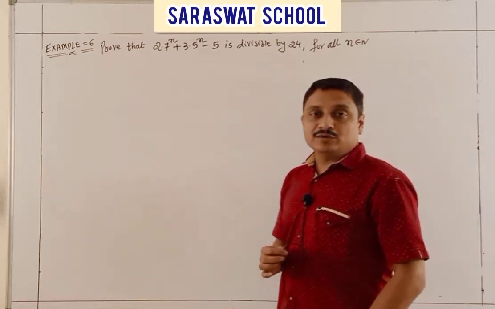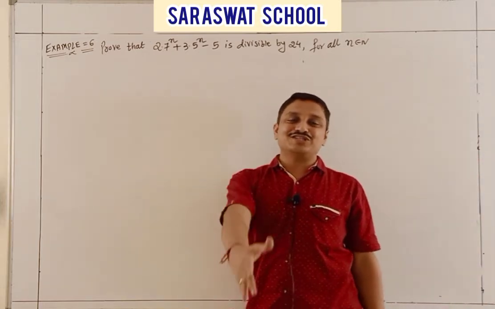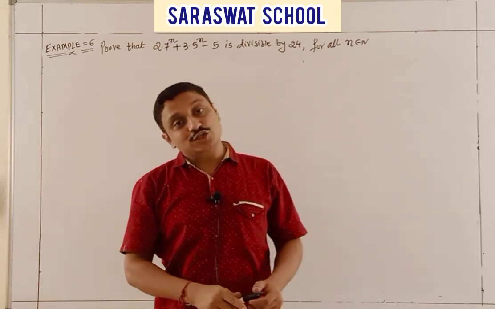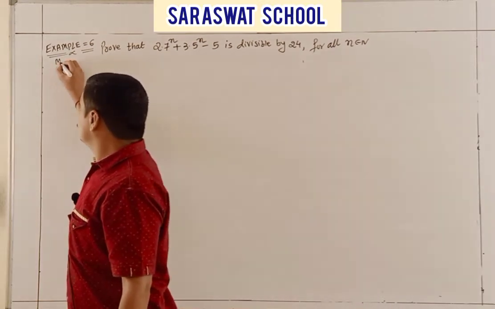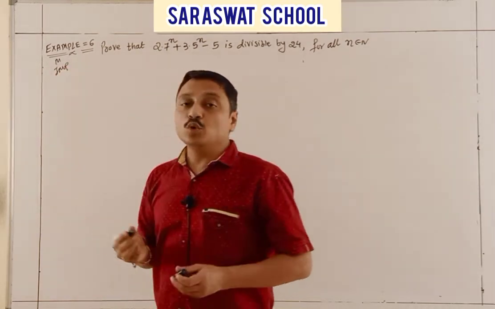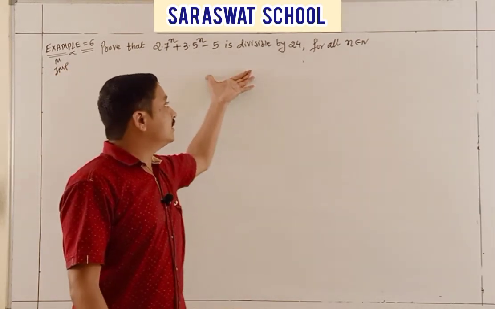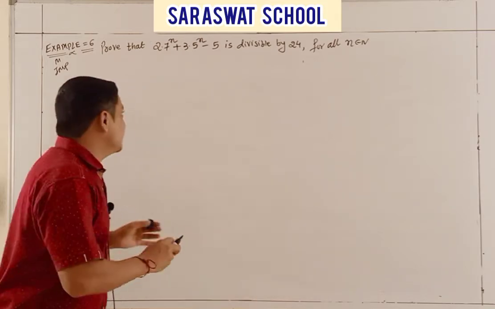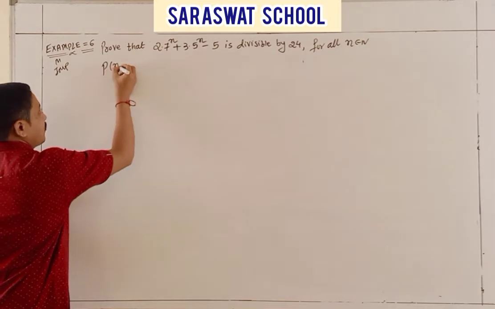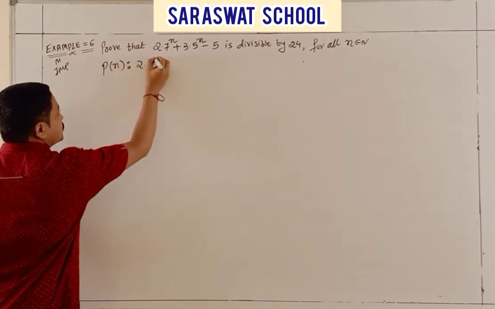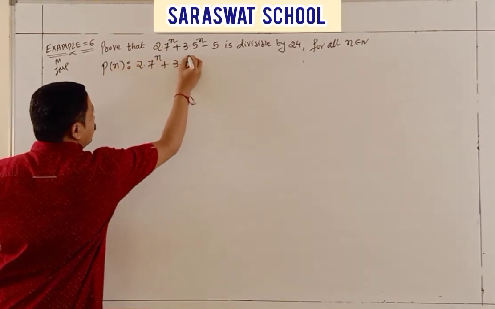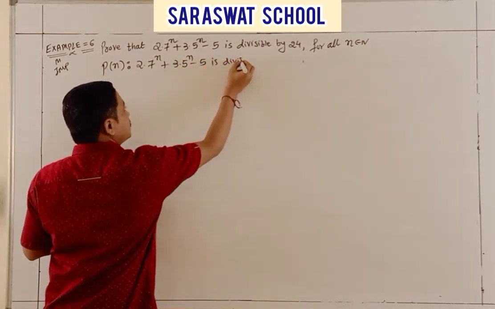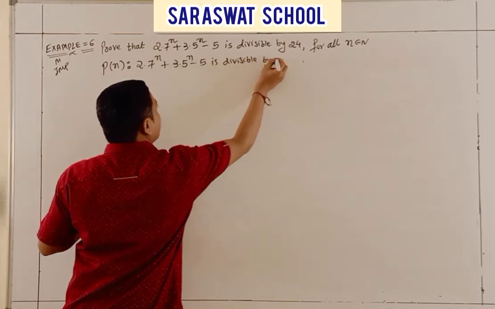Yes students, now slowly I will explain one more question. The 6th one, Example 6. That is also exam oriented, a most important numerical. Prove that the whole Pn is divisible by 24, that is, it is a multiple of 24. Yes students, I will explain it the same way. Here your P of n is 2 into 7 to the n, plus 3 into 5 to the n, minus 5, which is divisible by 24.